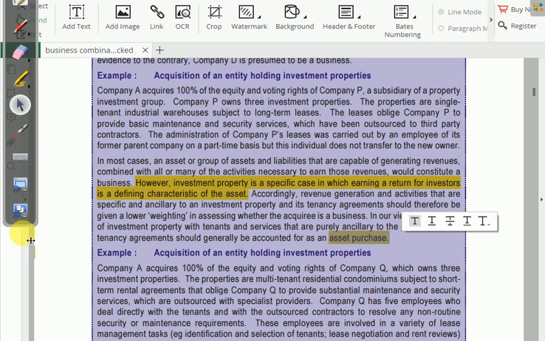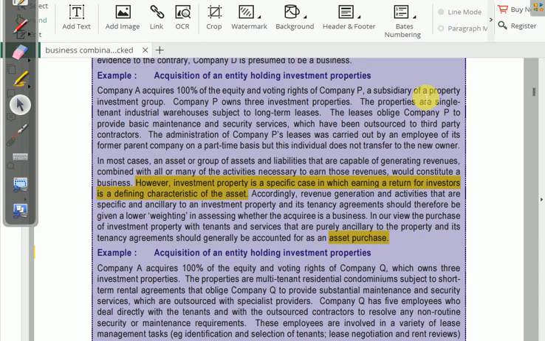See, we are acquiring a company which is a subsidiary of a property investment group, and the name of the company is P Limited. It has 3 investment properties, and these properties are managed by some part-time employee. So this P company is not in substance having any business. It is having just 3 investment properties, and it is earning some return on that property, maybe rent or some consideration for using that investment property.